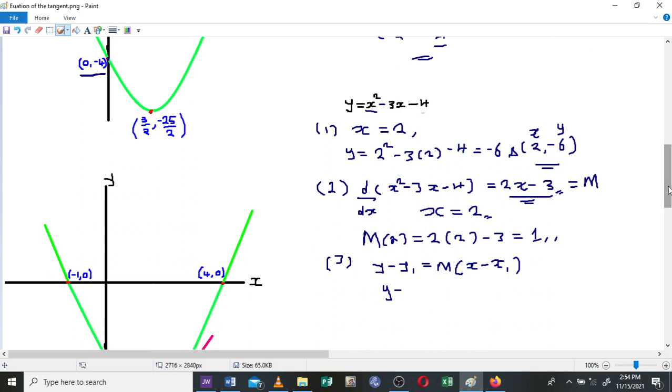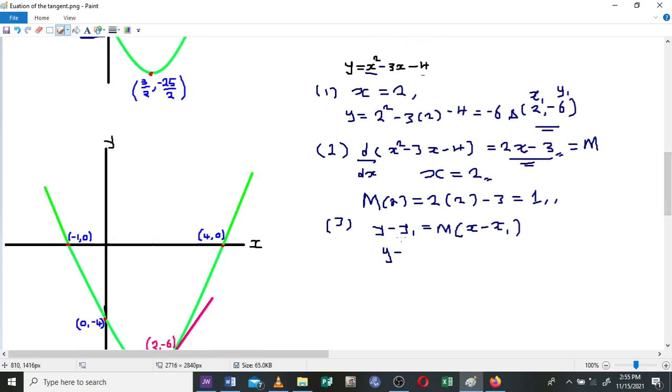We found it. Okay, it's right here. At the point where x is equal to 2, we found y to be negative 6, right? So we're going to substitute that. So y, we substitute by negative 6. Then we have our gradient, which is just positive 1, and then we have our x, and our x1, which we've been given, in fact, to be 2.